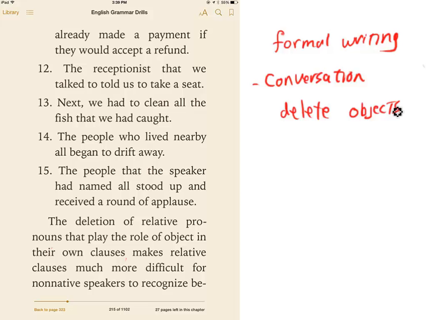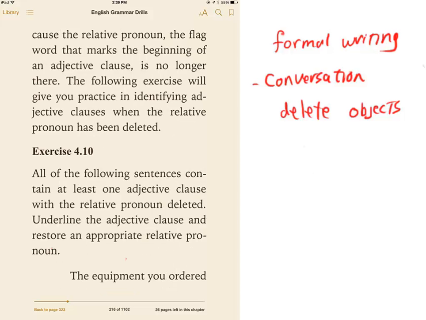So this makes it very difficult, especially if English is not your first language, to identify relative pronouns and adjective clauses, because oftentimes the flag word, remember what we talked about, is not there anymore. It's easy to identify a relative pronoun if whom is used, because you know that's the start of an adjective clause, right? But if that is gone, sometimes it's difficult to remember it's a relative pronoun even though the flag word is missing. So we're going to practice identifying relative pronouns even when they are not there.